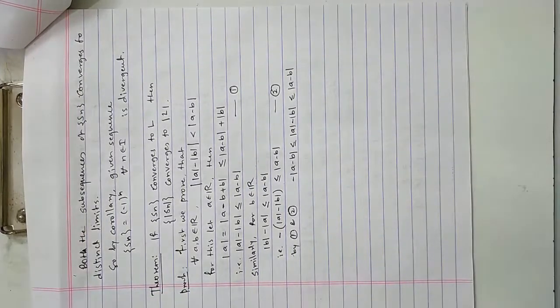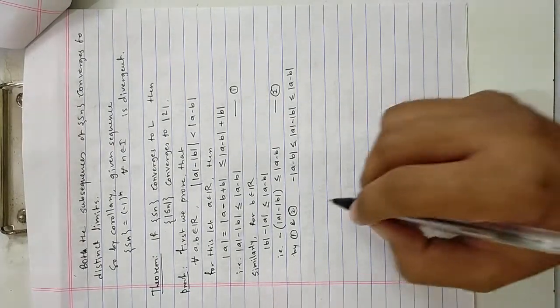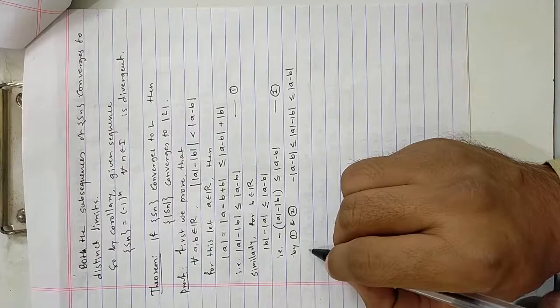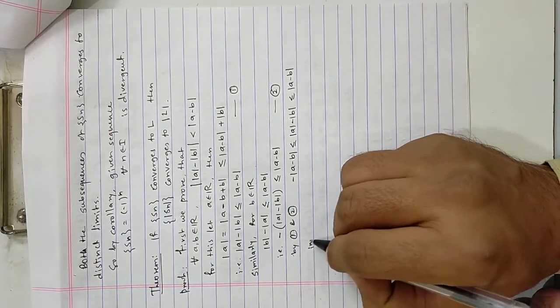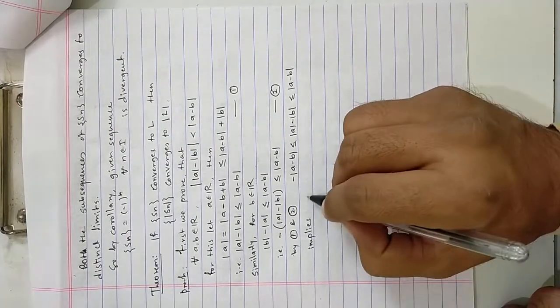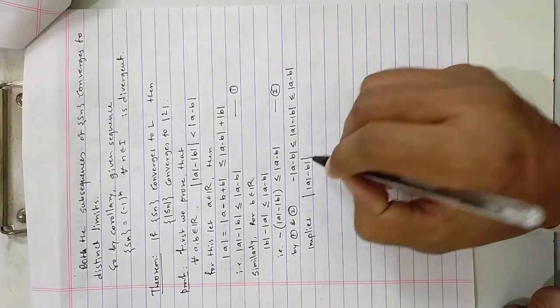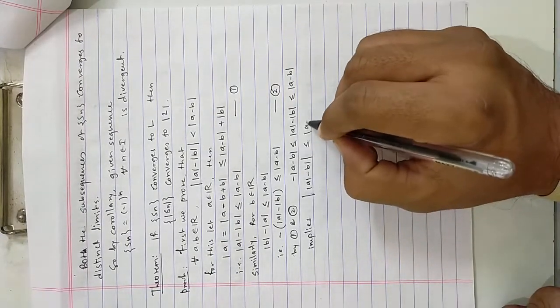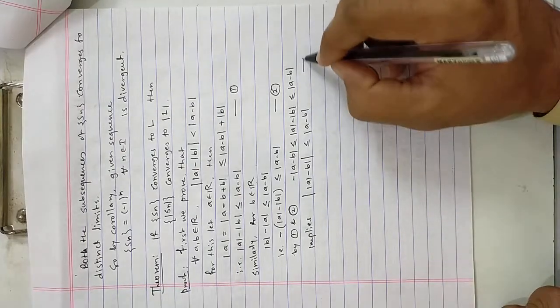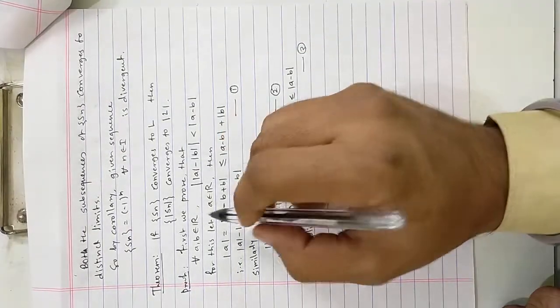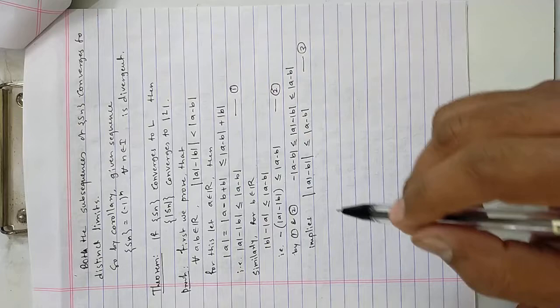So by the properties of absolute values of real numbers, it implies that the absolute value of |a| minus |b| is less than or equal to |a minus b|, and it is what we wish to show here. Now we use this.